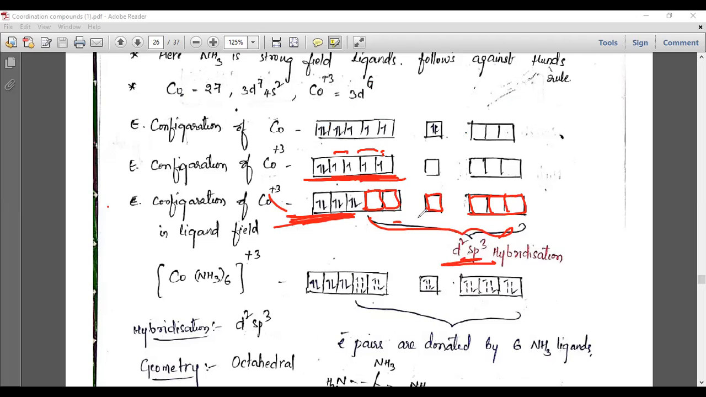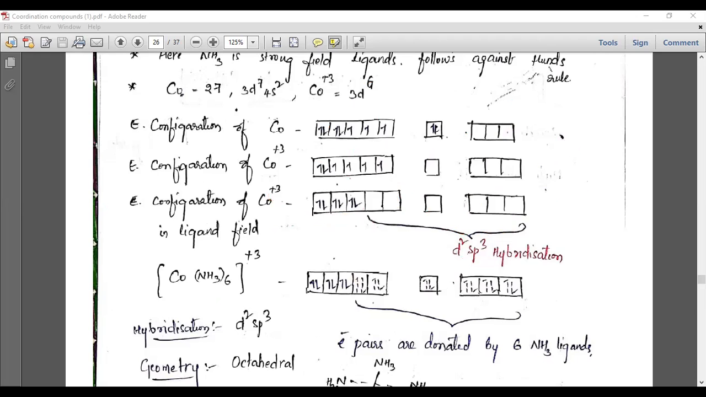Definitely, d2sp3 hybridization means these six ammonia ligands will come and make a bond. The electrons will be donated into the vacant d orbitals like this. Each ligand will donate a lone pair, two electrons. Each ammonia comes here and donates its electron pair to each hybrid orbital, and it will produce this d2sp3 hybridization.